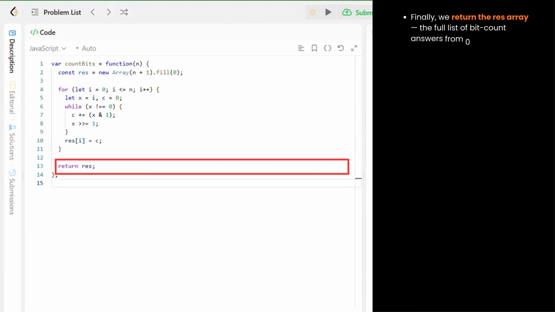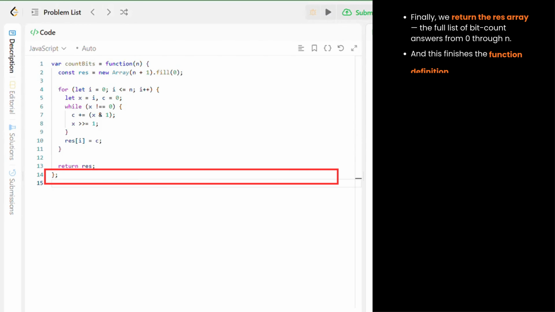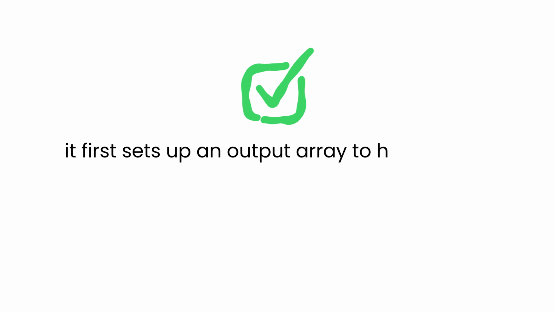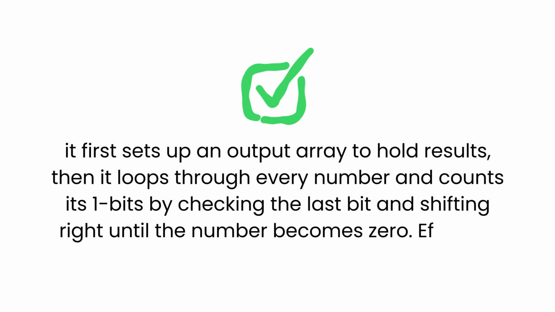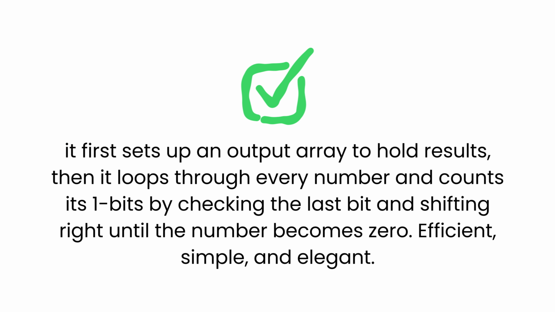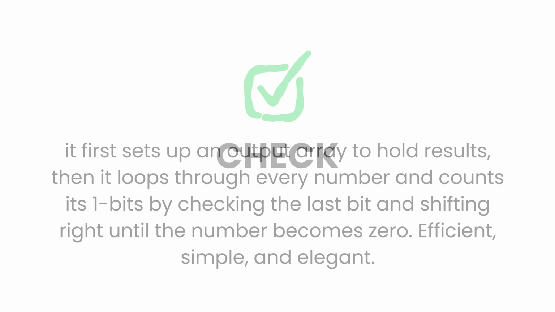Finally, we return the res array, the full list of bit count answers from 0 through n. And this finishes the function definition. And that's how this algorithm works. It first sets up an output array to hold results, then it loops through every number and counts its 1 bits by checking the last bit and shifting right until the number becomes 0. Efficient, simple, and elegant.